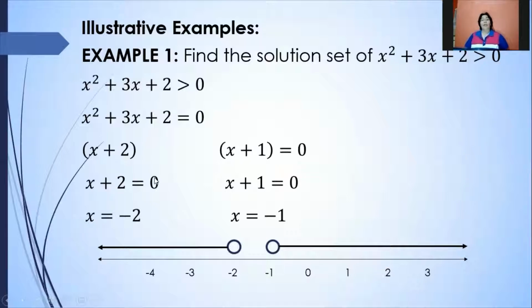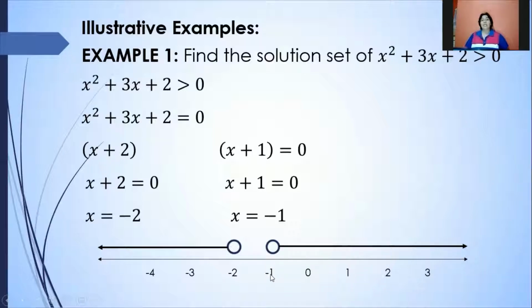Then, equate to 0. x plus 2 is equal to 0, so x is equal to negative 2. On the other side, x plus 1 is equal to 0, so x is equal to negative 1. We have two values of x. The first one is negative 2 and the other one is negative 1. Those are the critical points. Negative 2 and negative 1 serve as the boundary or the critical points.